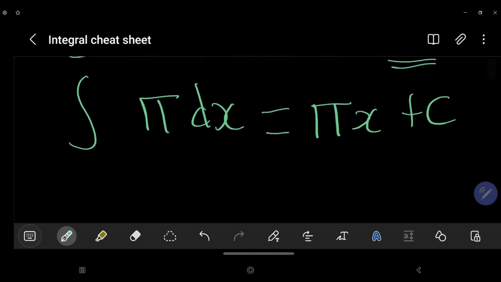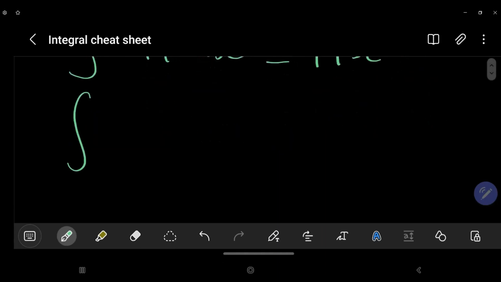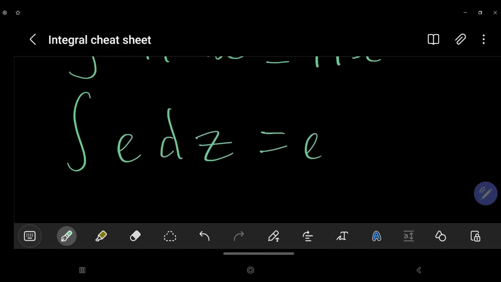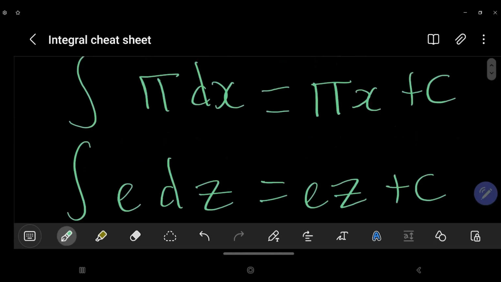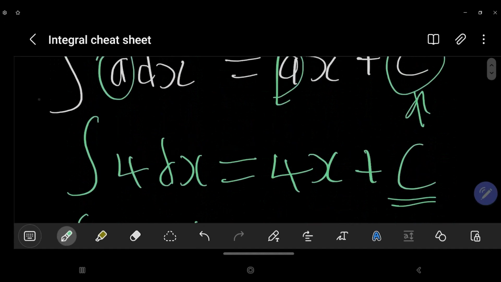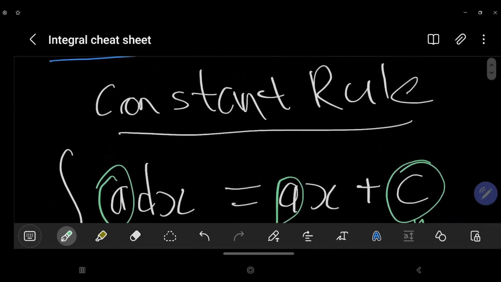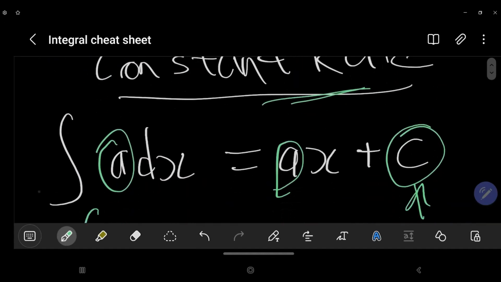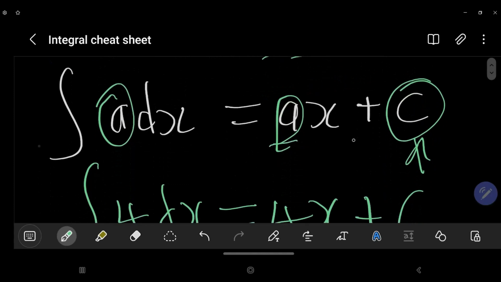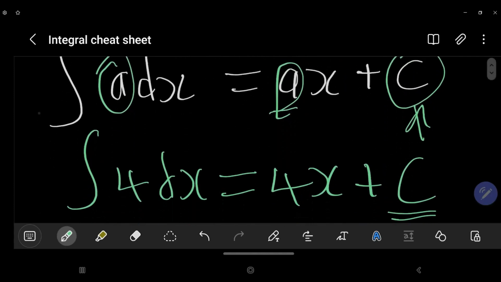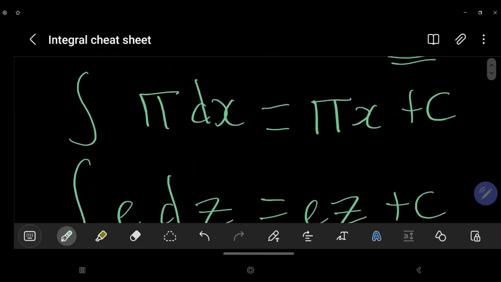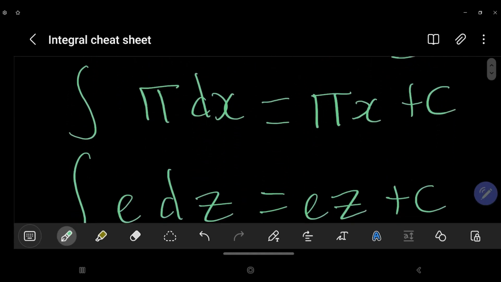Let's try one more. Let's say we have the integral of e dz. That's simply equal to ez plus c. Okay, quite simple. And the easiest rule for you to remember, the constant rule. If you have any constant, it's equal to the constant times x plus c, and that's basically it. The most simple and the easiest rule to remember. Let's move on to another rule.